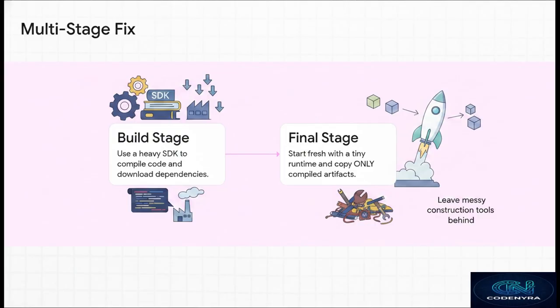Stage 1 uses that heavy SDK to compile your code. Then, in Stage 2, you start completely fresh with a tiny runtime image, and you copy over only the final compiled artifacts. It's like building a house and remembering to take the scaffolding down when you're done. You leave all the messy construction tools behind.